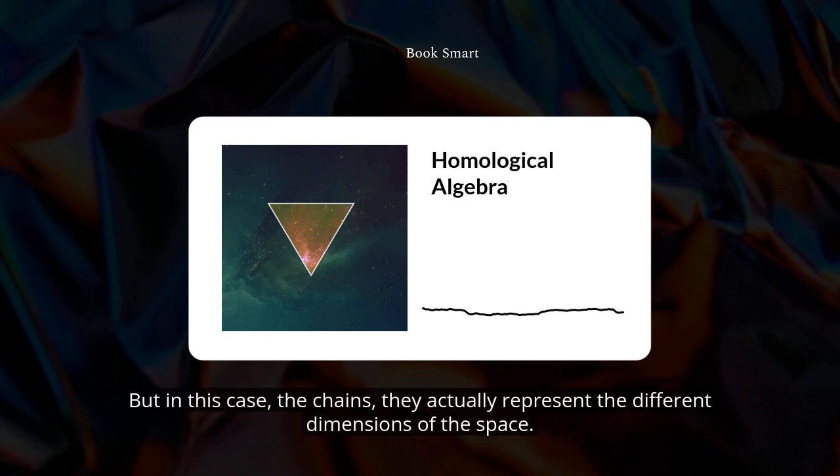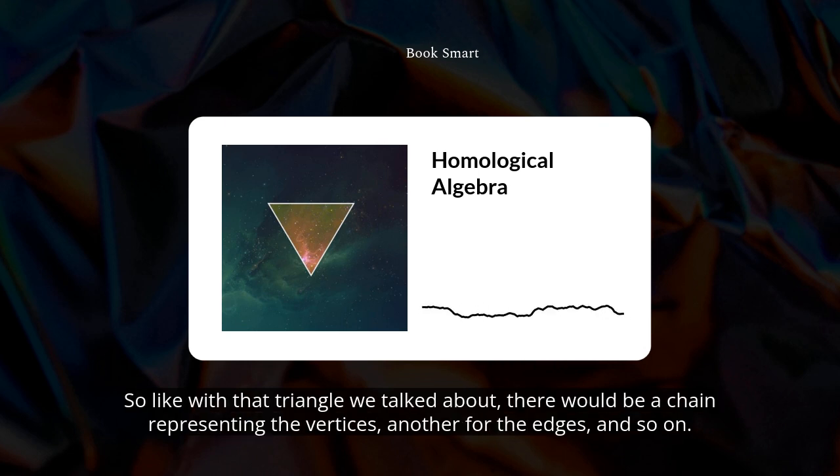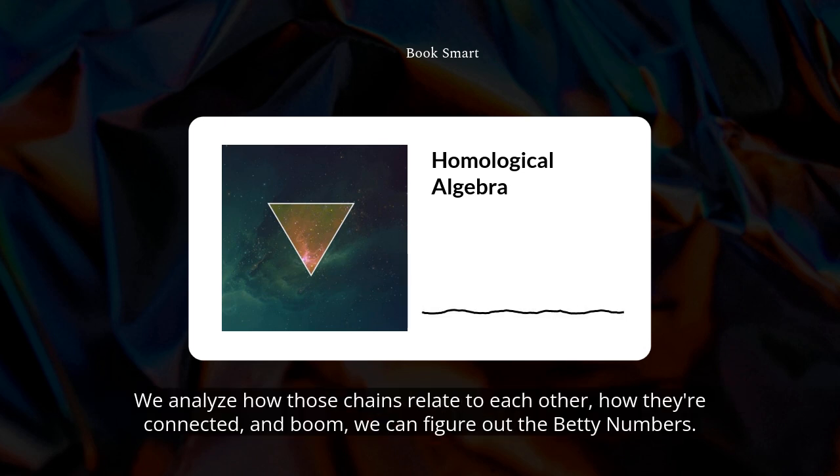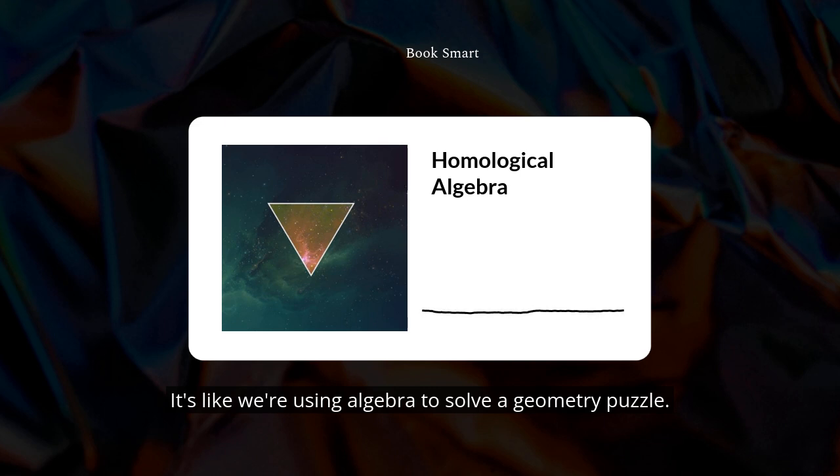Right. But in this case, the chains actually represent the different dimensions of the space. So like with that triangle we talked about, there would be a chain representing the vertices, another for the edges, and so on. And the Betti numbers, they're somehow encoded within these chains. Precisely. We analyze how those chains relate to each other, how they're connected, and boom, we can figure out the Betti numbers. It's like we're using algebra to solve a geometry puzzle.